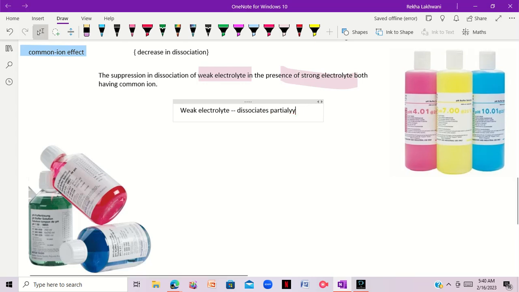Now after having the strong electrolyte in the same solution, both having the common ion, there is a suppression in the dissociation. There is a decrease in the dissociation. Even though a weak electrolyte doesn't dissociate well, there's a partial dissociation, right? But after having another strong electrolyte and both having a common ion in that solution, there's suppression of dissociation, right? So what is common ion effect?